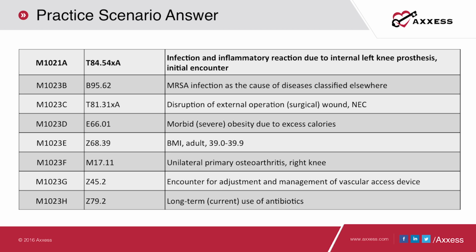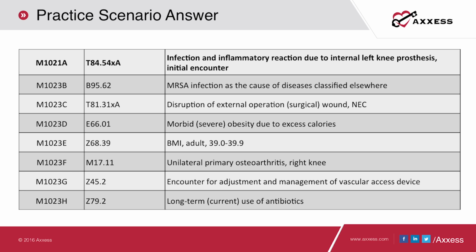We have an infection. That infection goes first. So your primary diagnosis in this case is T84.54XA, which is infection and inflammatory reaction due to internal left knee prosthesis, initial encounter. Then you have B95.62, MRSA infection as the cause of diseases classified elsewhere. Then you have T81.31XA, disruption of external operation, surgical wound, not elsewhere classified.